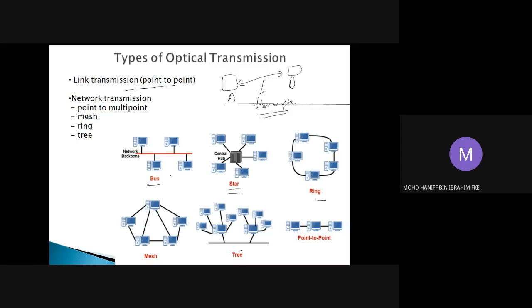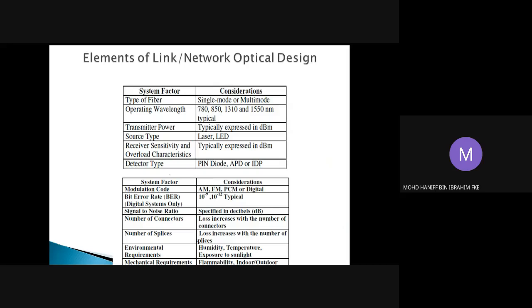So these are the things that motivate us to cover the topic of optical system design. These are the elements of a link or of a network that are very important in our optical system design. Basically, these are the parameters that will be involved in our optical system design.